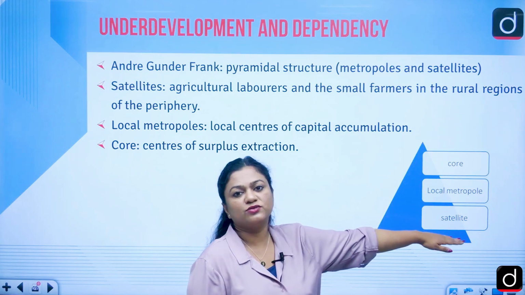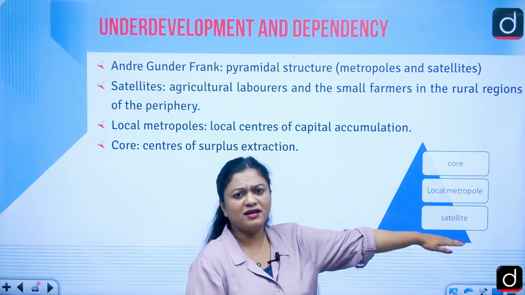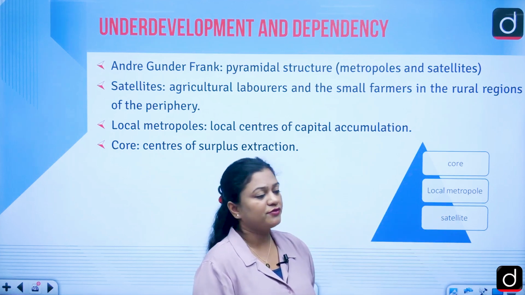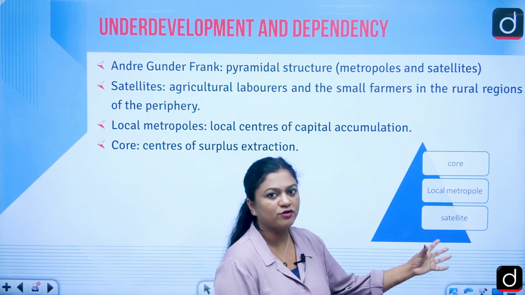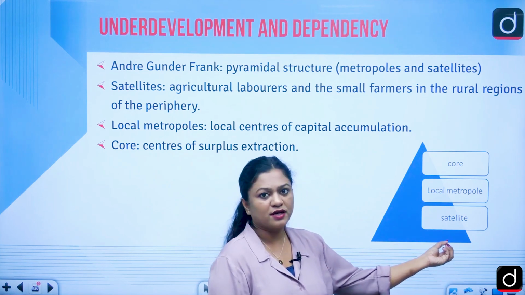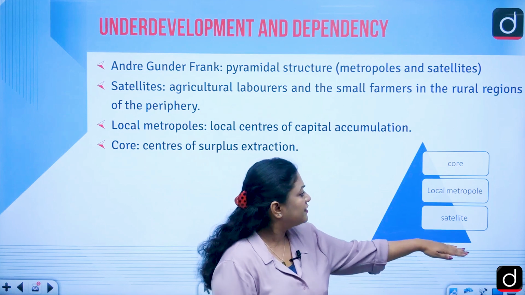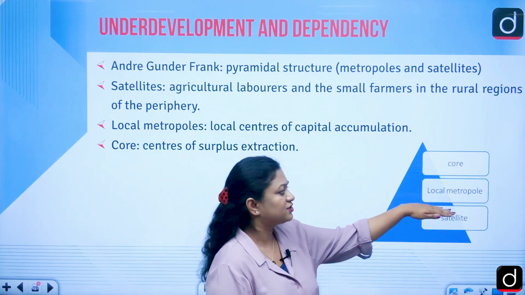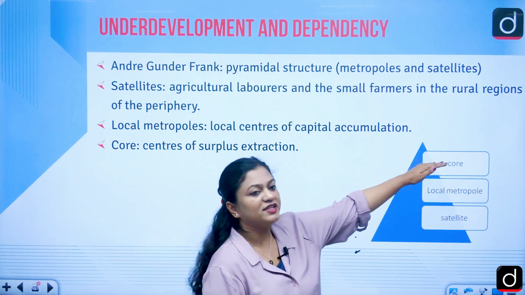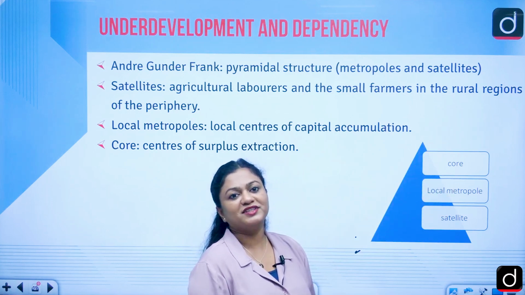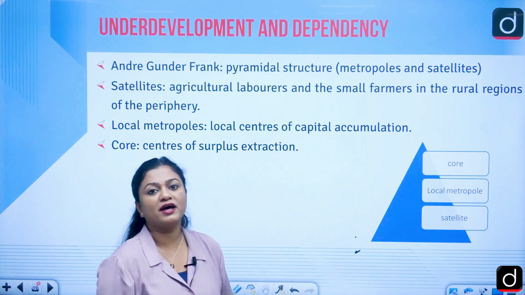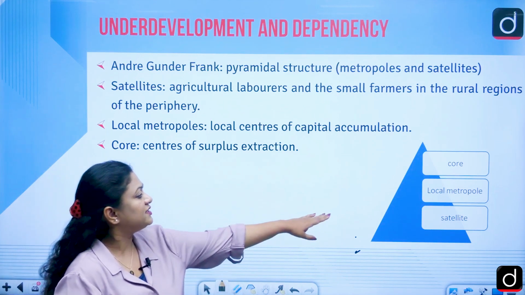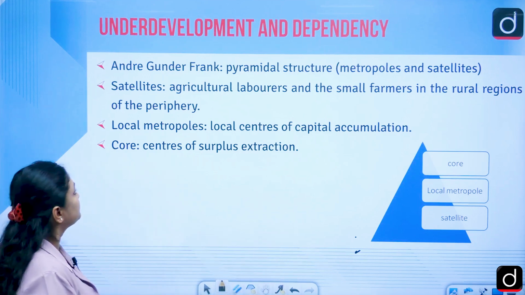Satellite countries are those in Latin America especially. These countries are the producers of the raw materials. They are not getting any benefit out of it. The surplus is accumulated by the local metropoles that are there. They act as the intermediaries. Then you have the metropoles, the countries of the northern hemisphere, who are reaping the maximum benefit by exploiting the satellite states.